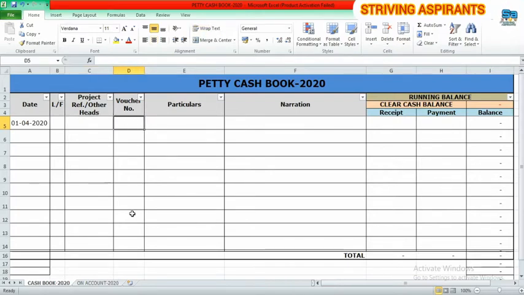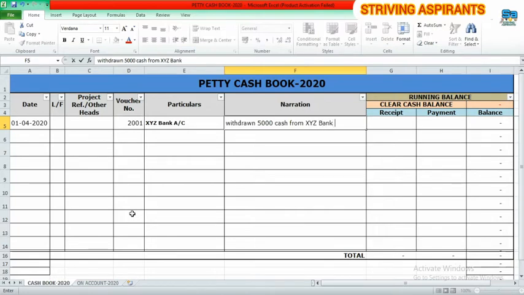Now again coming to the cash book, the first tab, we are entering the transactions. On 1st April 2020, the voucher number we have to give is 2001. We are receiving the cash amount from XYZ Bank. We have to give the narration: withdrawn cash amount and received 5,000 from XYZ Bank account.